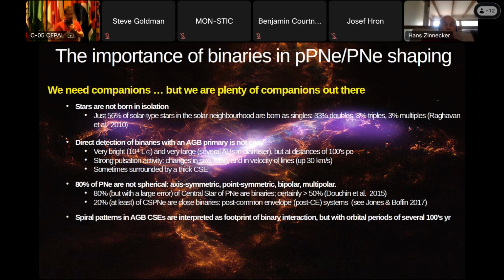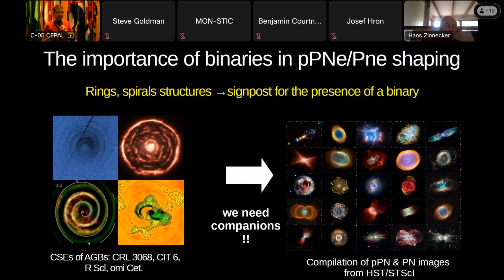And if we look at the high-resolution images that we can get from new instruments, we start to see in many sources rings and spirals, even in planetary nebulae like the Red Rectangle, for example, or this one. We see some structures that are clear signposts of the presence of a binary.